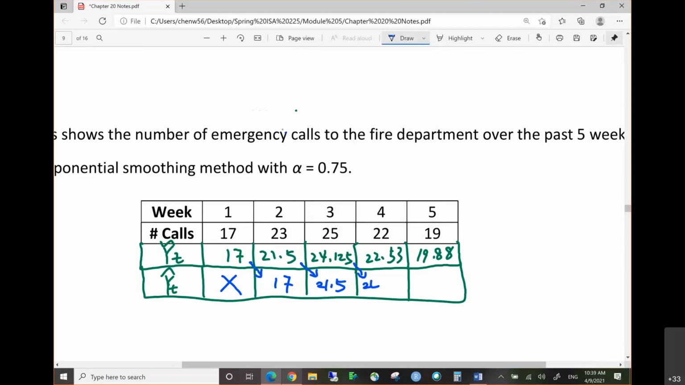You have 24.125. Next one will be 22.53, and then next you have the predicted value for week 6.